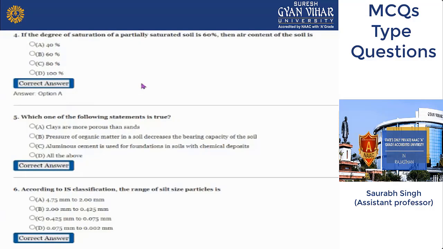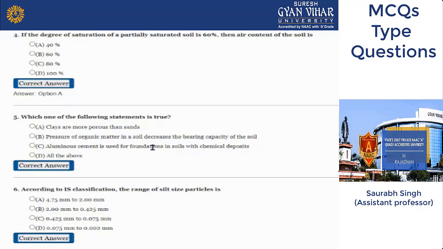The next question is: which one of the following statements is true. There are four statements. The first statement is clays are more porous than sand. This is a wrong sentence, as we all know. Presence of organic matter in the soil decreases the bearing capacity of soil. This is the right sentence.